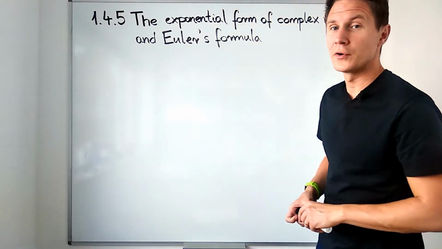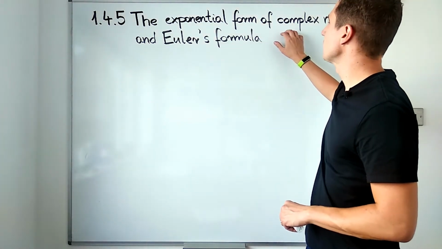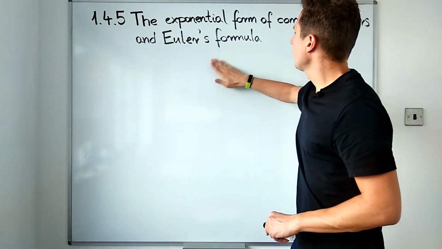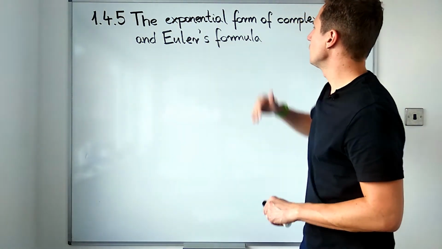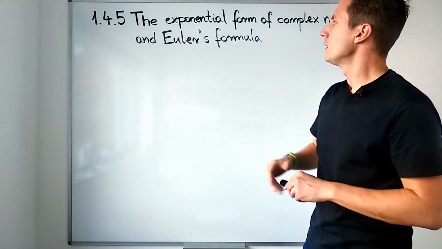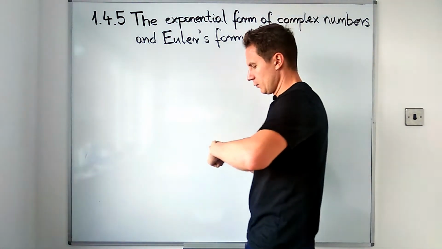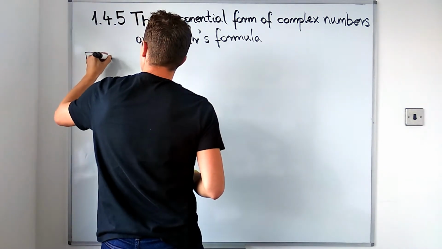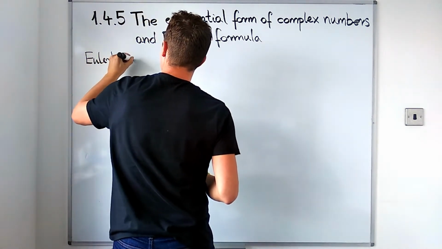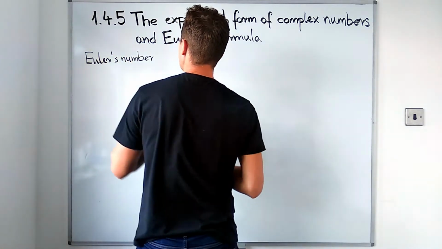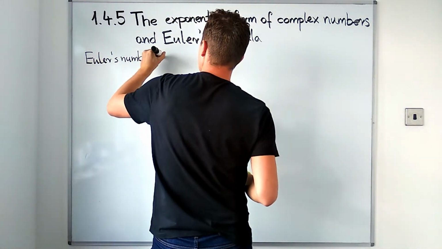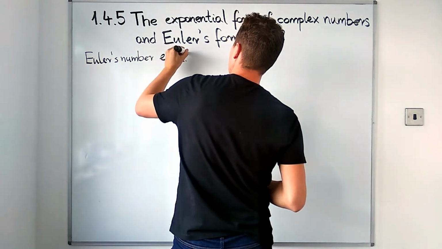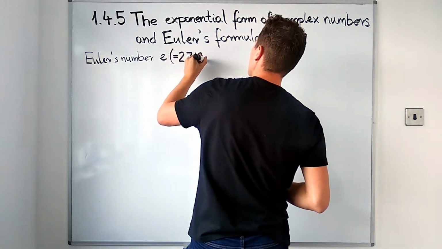In this video, we are going to learn about yet another form of complex numbers, the exponential form, and we also get to know this very important and useful result, Euler's formula. So what I would like to start with is to tell you about Euler's number. Euler's number is a mathematical constant that pops up in many places. It's denoted by e, and it has the decimal expansion 2.718 and so on.